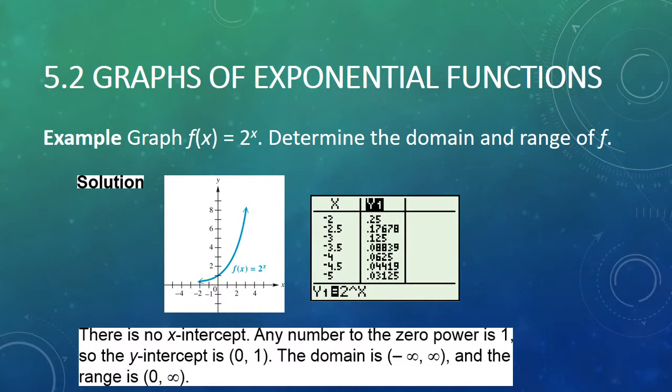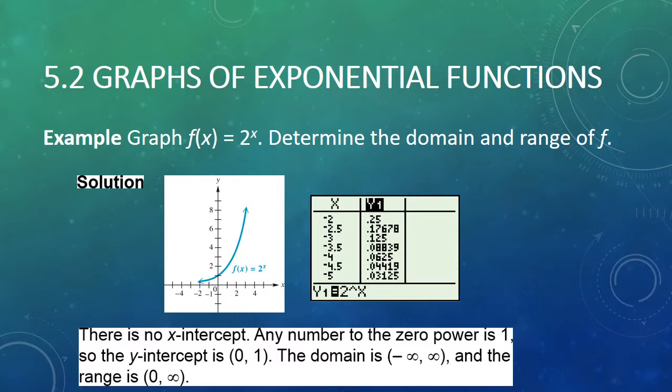So here's our graph. It's curving upward, and we have an example of the table there. There's no x-intercept, so it doesn't cross the x-axis. In fact, that's going to be an asymptote. Any number to the 0 power is 1, so it's going to cross the y-axis at 1.